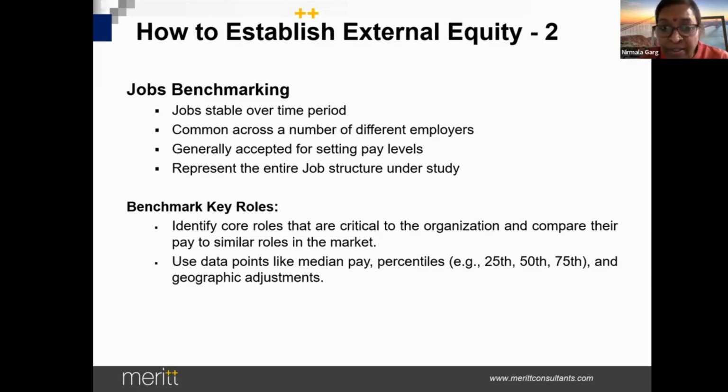And what match are you looking at? The responsibilities. What is the impact? What is the complexity? What are the responsibilities? Everything in terms of what we did in job evaluation, you are actually going to match all that.